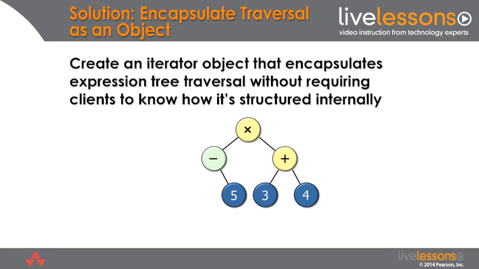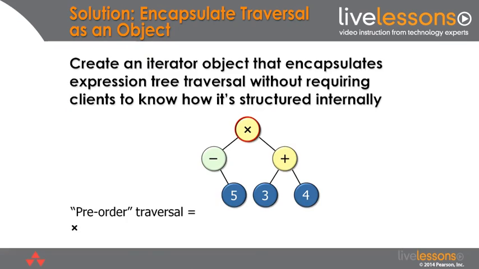What's our solution? Well, we're going to end up encapsulating traversal as an object. And we'll do this in a couple of steps. First, we'll create an iterator object that encapsulates expression tree traversal without requiring clients to know how it's structured internally. That way we could go ahead and traverse the tree, take a look at its values without knowing how it was implemented. Here's an example of a pre-order traversal of the expression tree -5 times 3 plus 4.